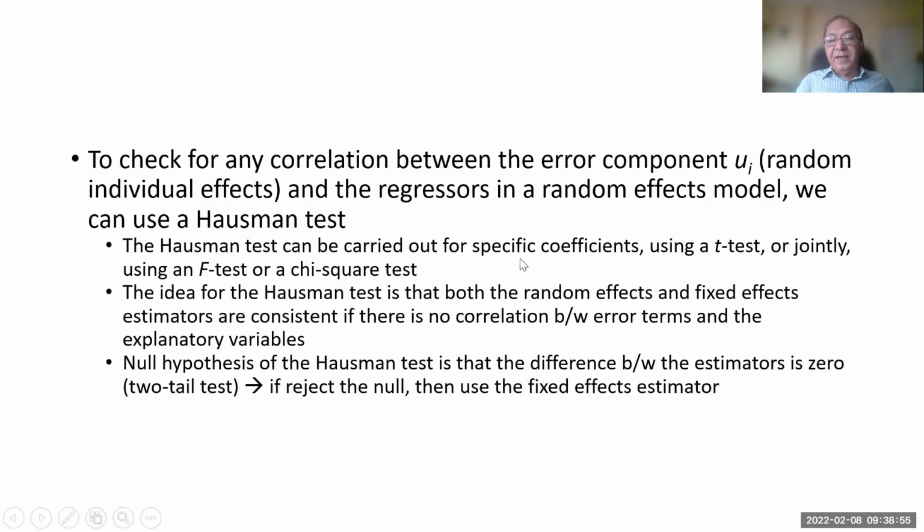The Hausman test can be carried out for specific coefficients using a t-test or jointly using an F-test or chi-square test. It's a combination. The idea for the Hausman test is that both random effect and fixed effect estimators are consistent if there is no correlation between the error terms and the explanatory variables. The null hypothesis for the Hausman test is that the difference between the estimators is 0, a two-tailed test. And if we reject the null hypothesis, then we use the fixed effect estimate. It means under the null hypothesis, we say random effect is there. And if the null hypothesis is rejected, we use the fixed effect estimate.